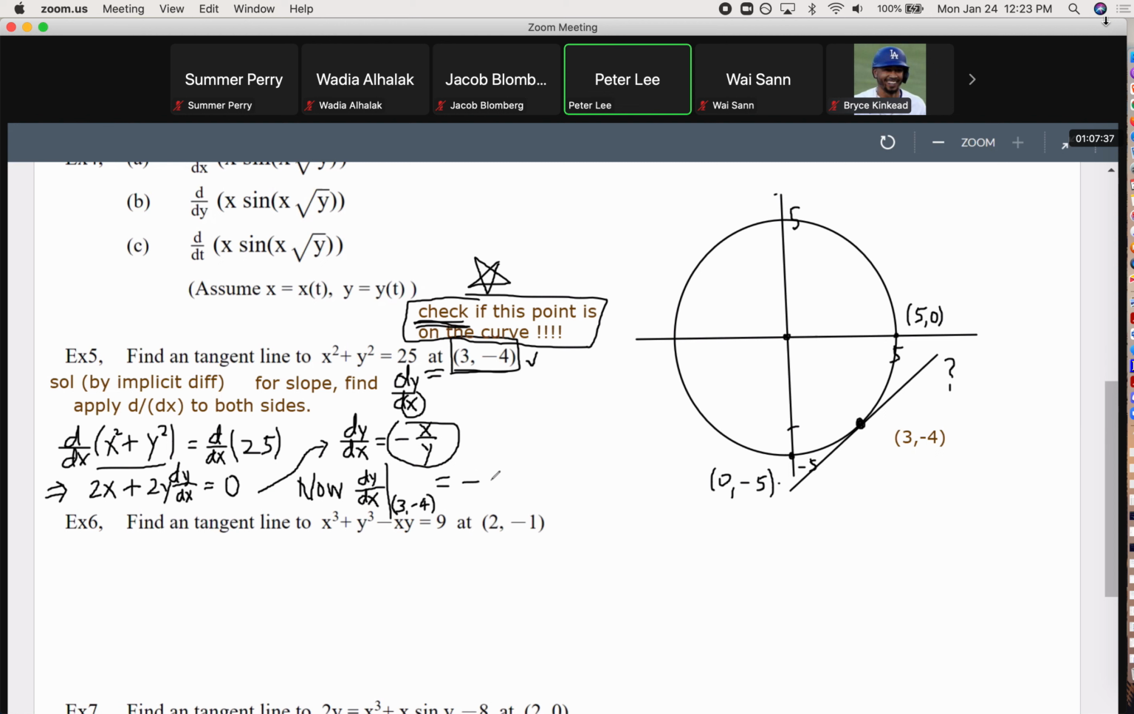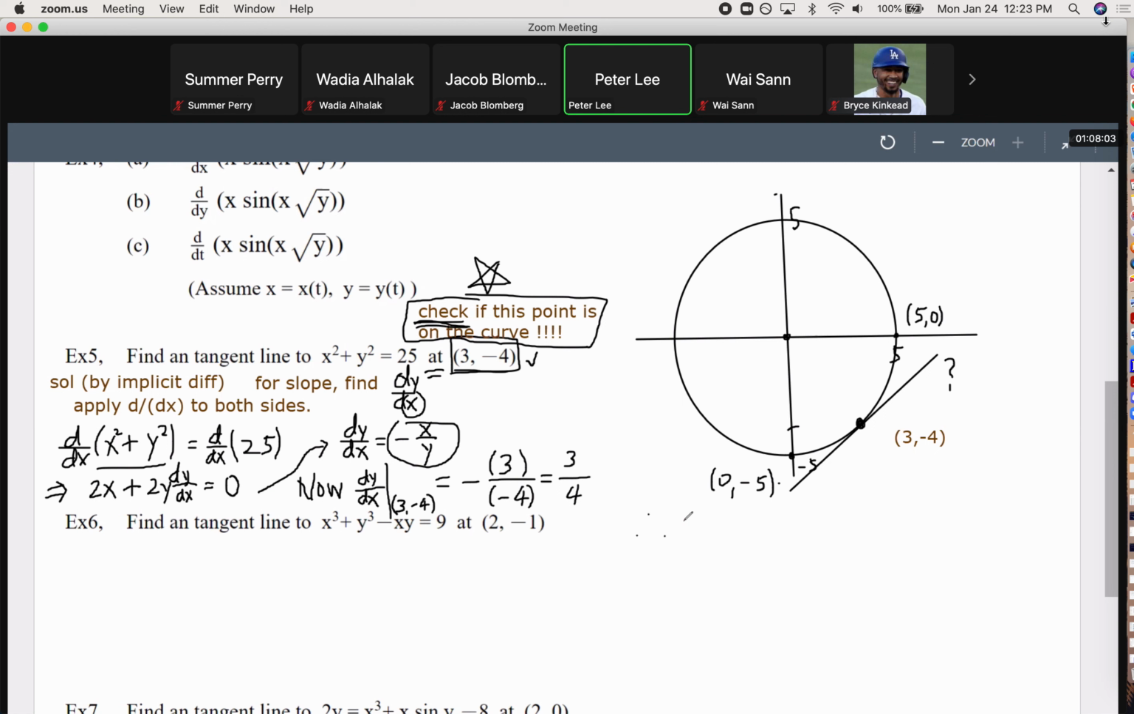But in this case, that will be minus, and now we plug in the values. What is x? x is 3. What is y? y is negative 4. So we get this. Make sure you plug in correctly. And when you do that, now we get the slope. This is now equal to 3 over 4. So right here, the slope is 3 over 4, and that is the slope of the tangent line.